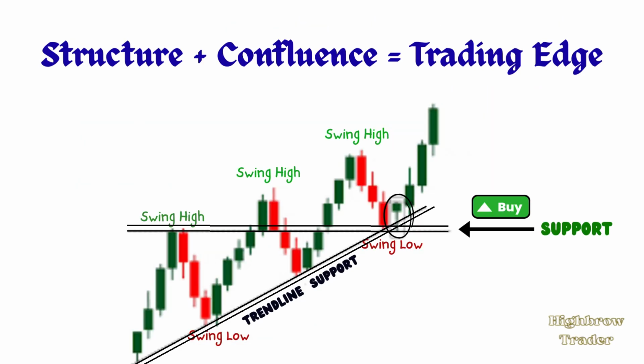Structure alone is powerful, but it becomes even more reliable when supported by other tools. That's where confluence comes in, when multiple signals line up, giving your trades higher probability and better precision. Take a look at this example. The price pulled back to a clear trend line, formed a hammer candle right at the swing low, and then reversed upward. That's structure, trendline support, and a bullish candlestick, all working together. That's the power of confluence.